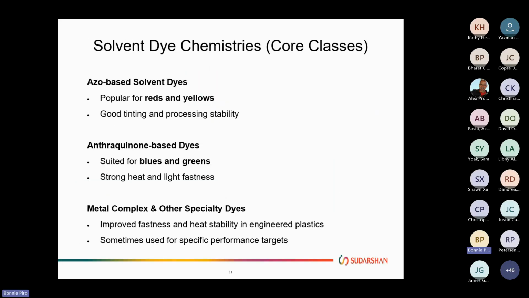As far as the classes of solvent dyes that are typically used, there are three classes. Azo-based dyes show up primarily in the red and yellow space. Anthraquinone, we see those in the blues and the greens. They tend to have better heat and light fastness. And then metal complex or other specialty dyes are brought into the mix to start to improve some of the deficiencies of the other chemistries in certain areas.